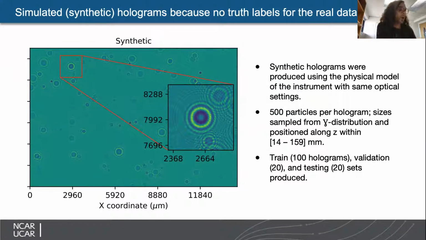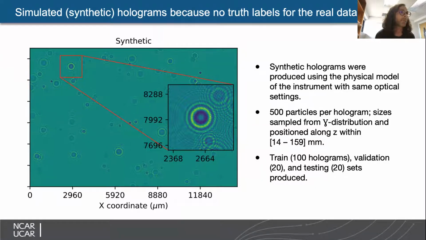Because we don't have truth labels with holodeck holograms, we're not forced, but we've decided to resort to creating a synthetic set of holograms. What I mean by that is synthetic holograms are produced using the same physical model of the instrument and the same optical settings of the instrument. Note this is an example of a synthetic hologram. It's a lot cleaner than the one I just showed you, right? There's no noise in it. This is effectively a perfect hologram, because we did not yet introduce any noise.